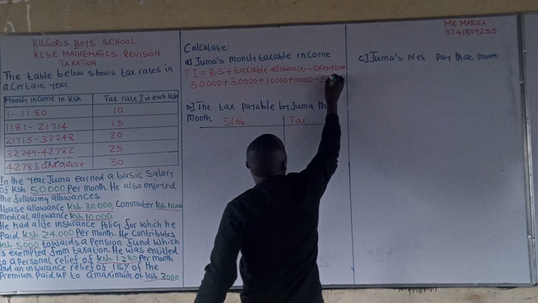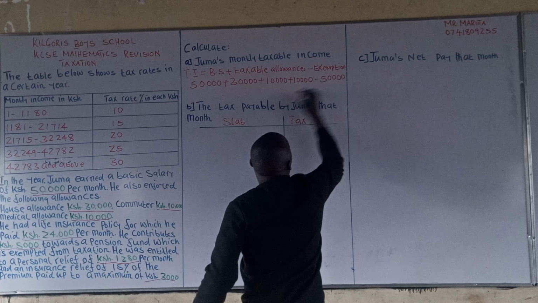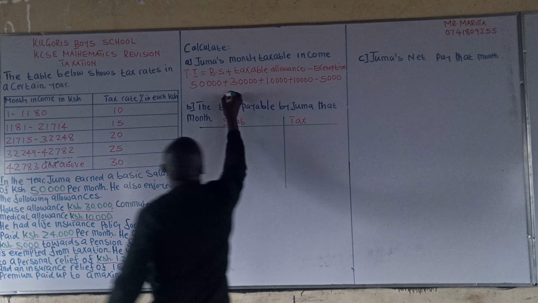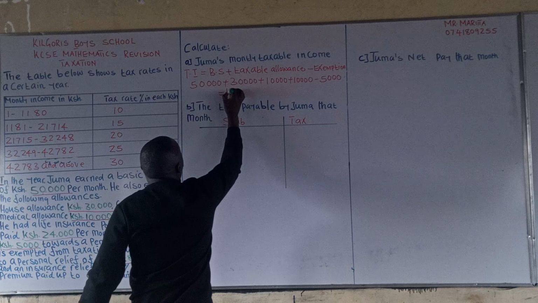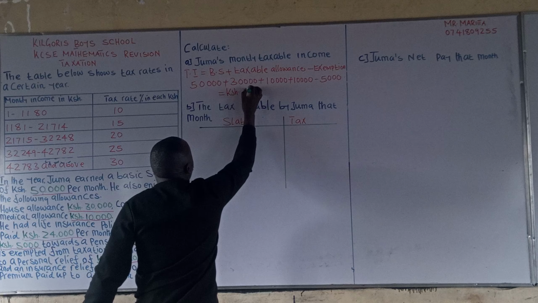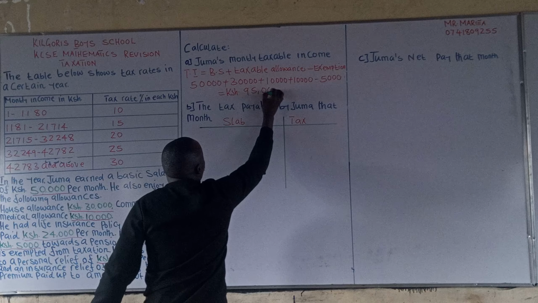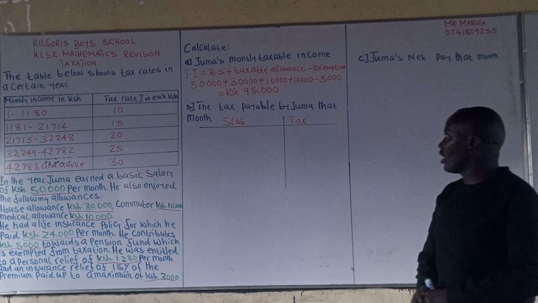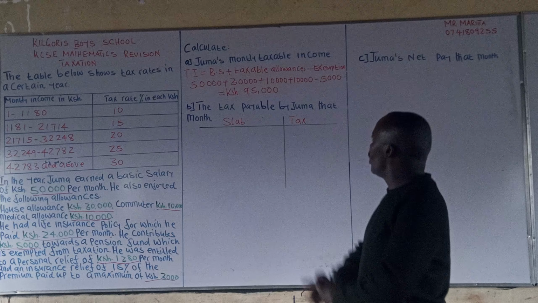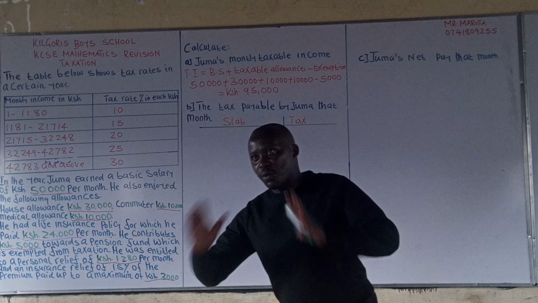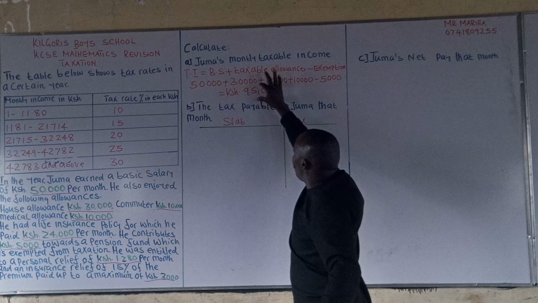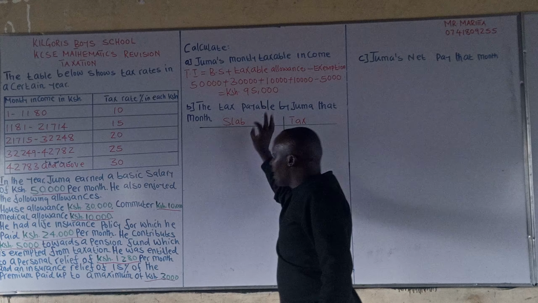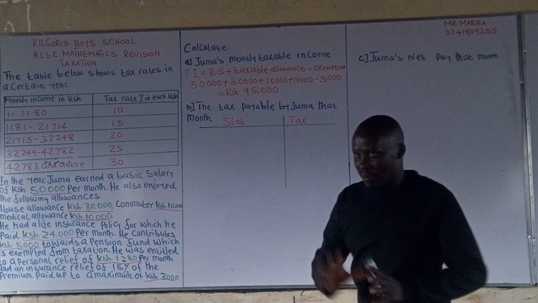So we subtract that 5,000 from here because that money is exempted from taxation. That will give us a taxable income of Kenya shillings 95,000. So this is Juma's monthly taxable income. This is the money which is being taxed. So for part P, we are supposed to calculate the tax payable by Juma that month.